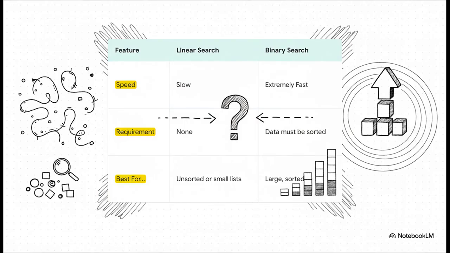Linear search, yeah, it's slow, but it has 0 requirements. It'll work on any list, sorted or not, which makes it perfect for small lists or completely jumbled piles of data. Then you have binary search. Its speed is just off the charts, but it has that one huge requirement: the data has to be sorted. That makes it the ultimate choice for searching through massive, well-organized datasets, like a big company's entire customer database.